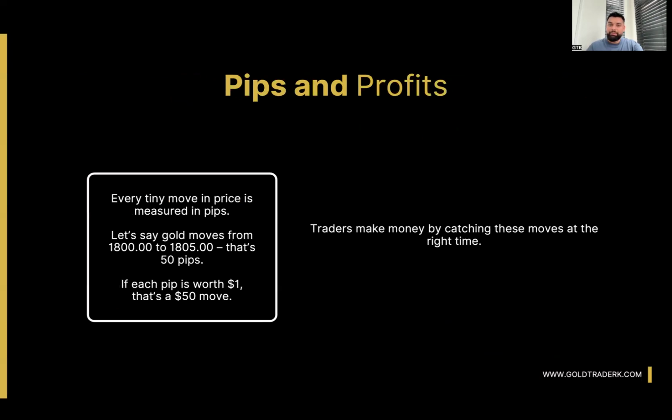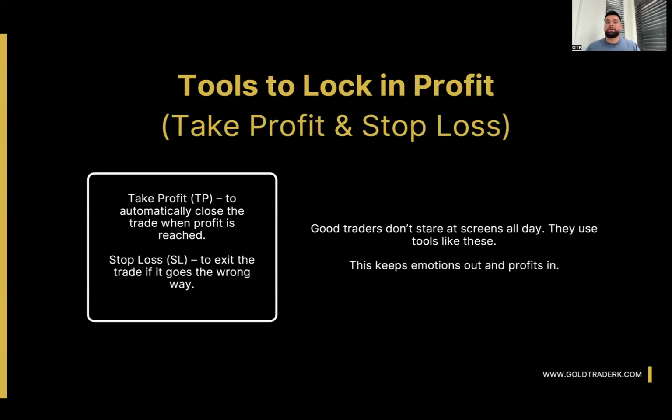Pips and profit. Every tiny move in price is measured in pips. Let's say gold moves from 1800 to 1850. That's a 50 pips move. And for each pip you've invested $1, that's a $50 move that you've just caught for yourself. Traders make money by catching these moves at the right time.